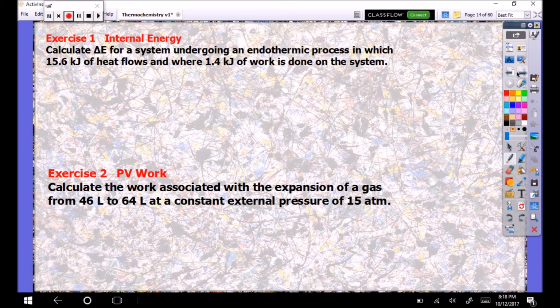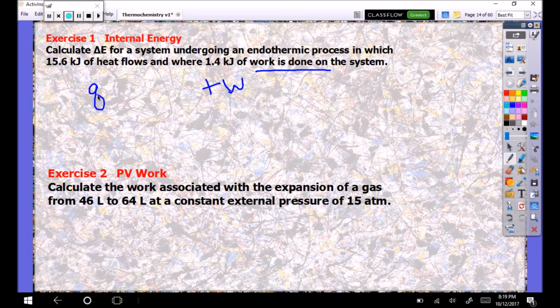So the problems dealing with energy and PV work are actually fairly easy. You just have to pay attention to the wording. So delta E for a system undergoing an endothermic process in which 15.6 kilojoules of heat flows and where 1.4 kilojoules of work is done on the system. All right, so done on the system, that's a big clue that this is a positive W. Positive W. All right.